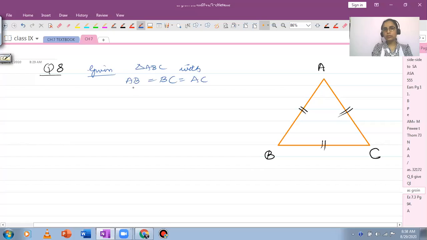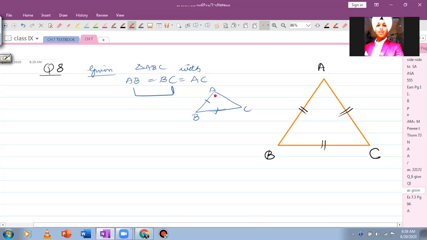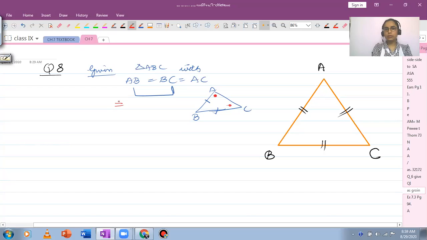What I will do is, if I consider this pair of equal sides, AB and BC are equal, I will just draw a triangle here, a miniature copy. So I have got A, B, C, and if I consider this, सिर्फ ये वाली दो sides equal हैं, which two angles will be equal? Angle A and angle C. So this will imply that angle A will be equal to angle C.